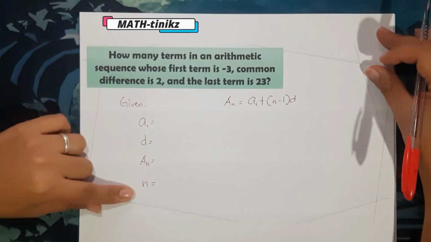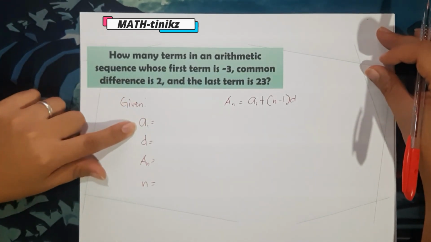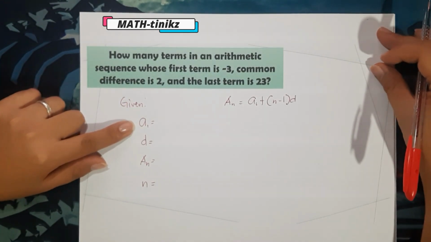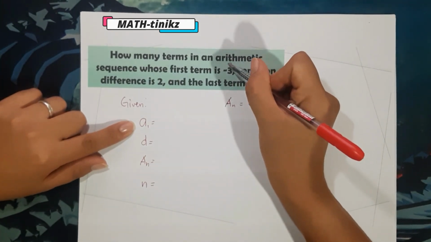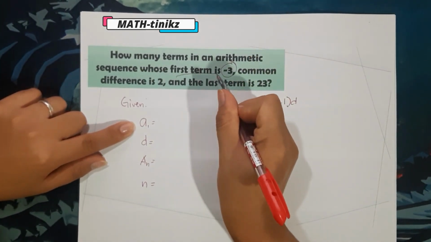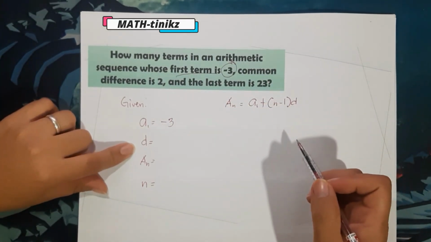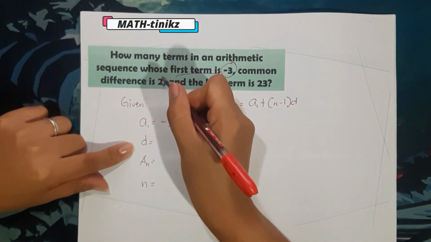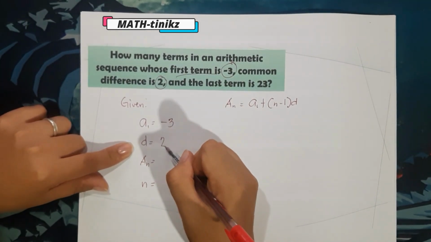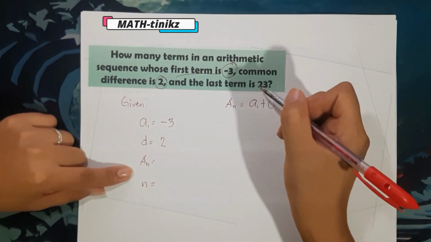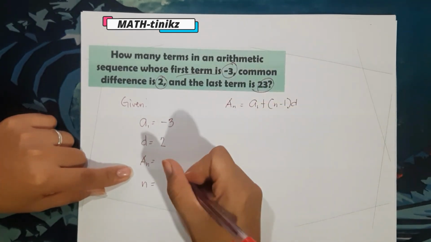Okay. A sub 1, sino ba ang first term natin in the given problem? Our first term is negative 3. So, write negative 3. And the common difference in the given problem is 2. And the last term in the given problem is 23.